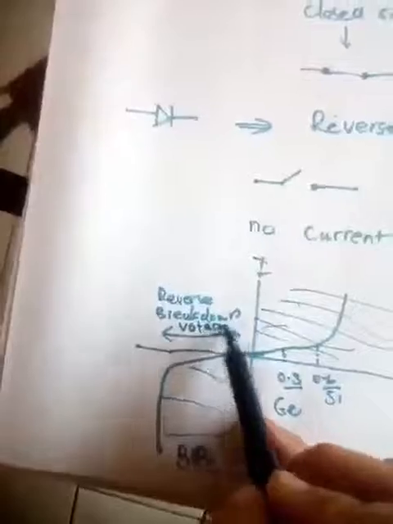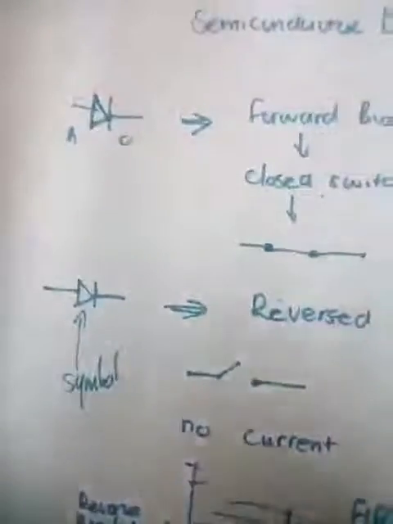Then please, symbol of a diode. You must know that it acts as a closed switch when it's been forward biased, and it acts as an open switch when it's reverse biased. This is a revision, please. Okay, then you need to know the following. Going on to the next topic would be rectification.